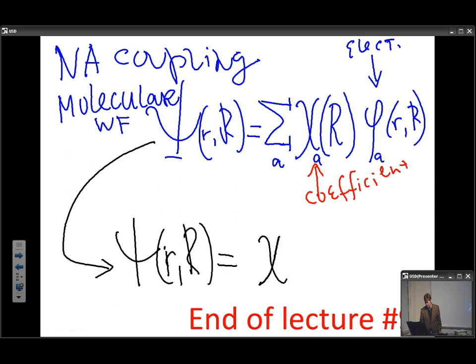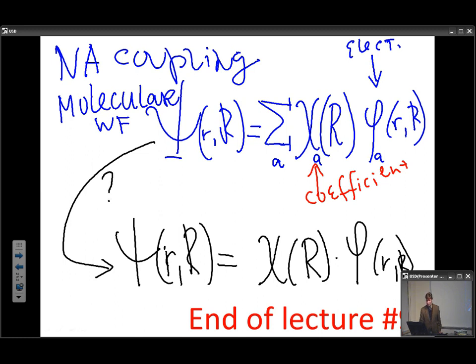this equation into the form just of a product, Φ(R) times φ(r). So the non-adiabatic coupling and Born-Oppenheimer separation tells in which limit one can go from a summation of products to simply a product.